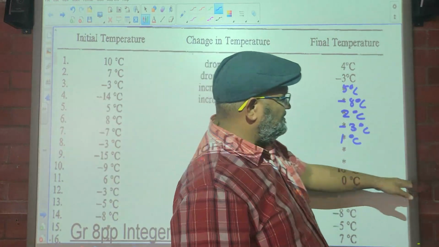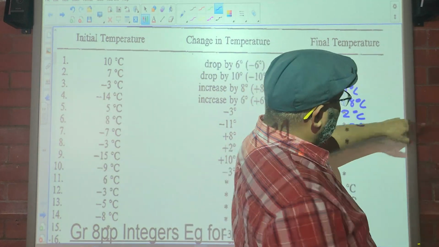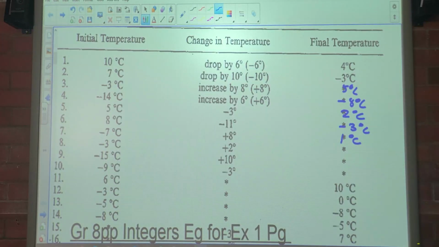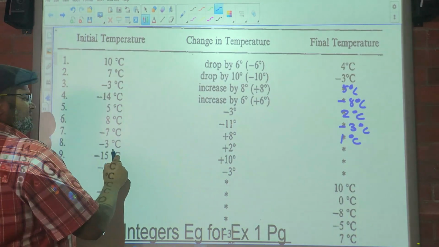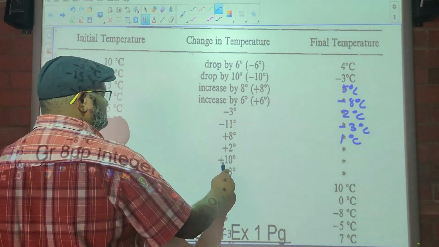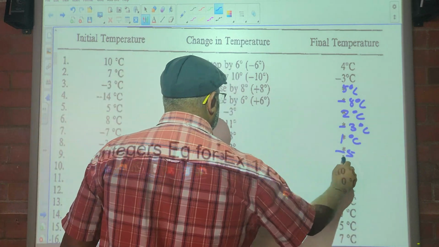As we know, we were using the number line. And we said if you got negative 3 and you went up by 2, it gave you negative 1. Alright? And then negative 15 plus 10. So negative 15 plus, you're going in that direction. So it's going to be negative 1.